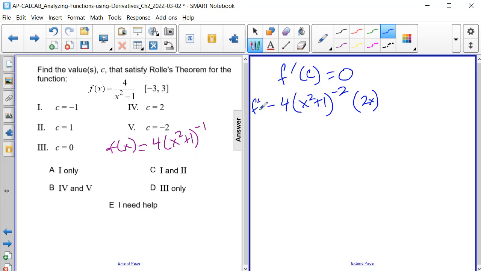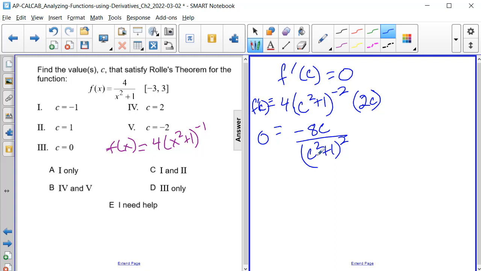And then if we rewrite this, this is what f prime of c is. And I also have to change these x values into c's really quick. All right, and then if we simplify this, we will have -8c over c squared plus 1 to the 2nd power in the denominator.